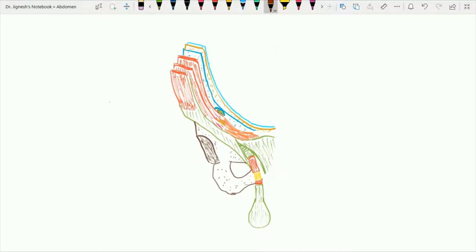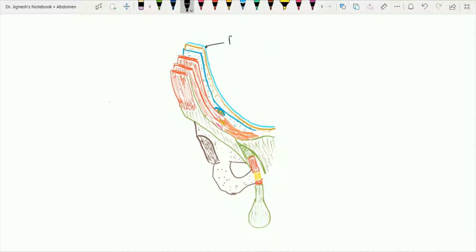Now, as we know, the spermatic cord is the main content of the inguinal canal along with the ilioinguinal nerve, which is a partial content. And the spermatic cord is going to pass through the deep inguinal ring and come out from the superficial inguinal ring. So here in this figure, let's orient the deepest layer which is present in this figure.